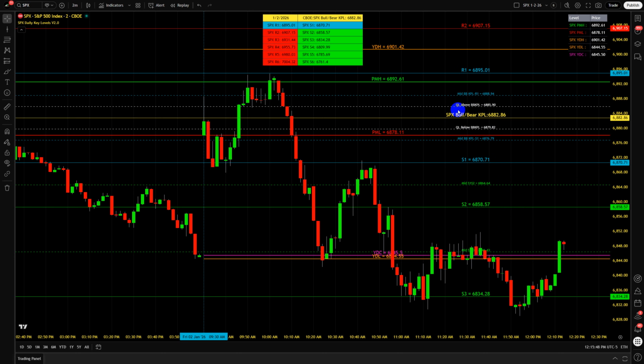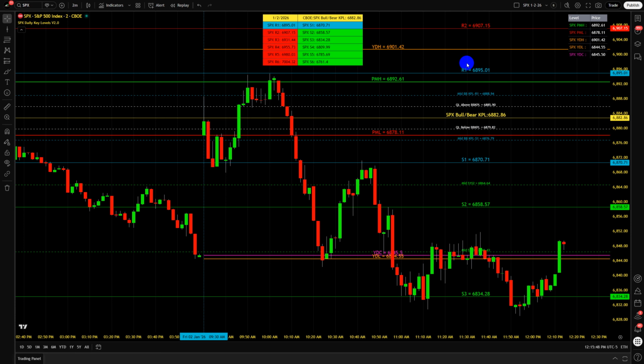The QL levels serve only one purpose, and that is for providing a tight stop loss level above and below each main level. So for example, on a bearish entry off of the bull bear key price level, your tight stop loss is going to be the QL above that level. And on a bullish entry from the bull bear key price level, your tight stop loss will be the QL below that level.